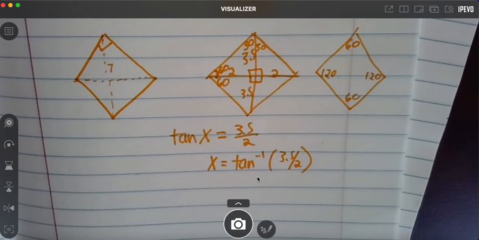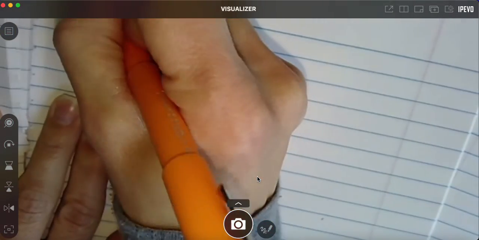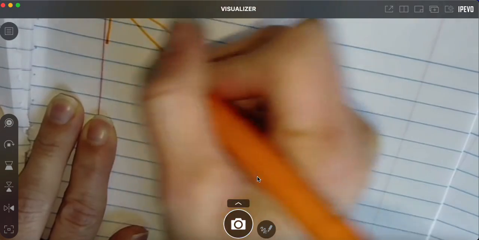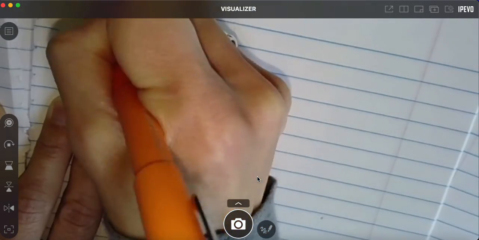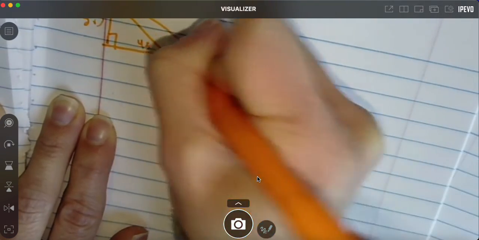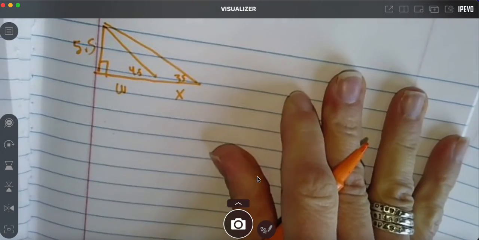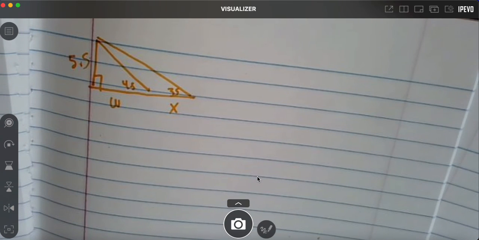Now, let's look at number 17 together. If I'm writing it, then you're writing it. You're going to get the answer for this one. I have two different right triangles. That length is 5.5, 45 degree angle, 35 degree angle. They want me to find W, and they want me to find X. That's all written on your paper. How would I find W? That one's the easier one to find.